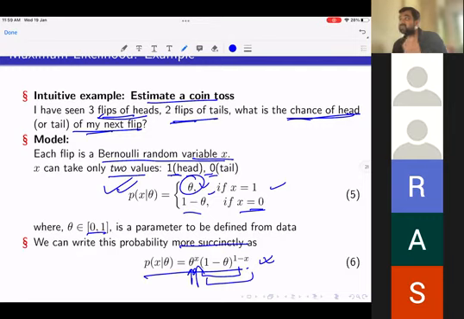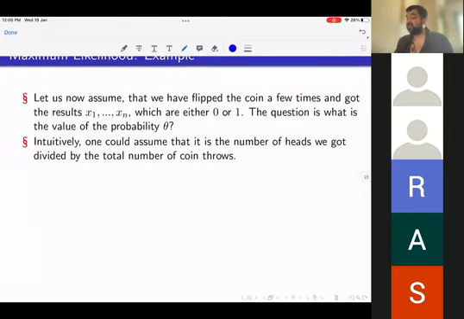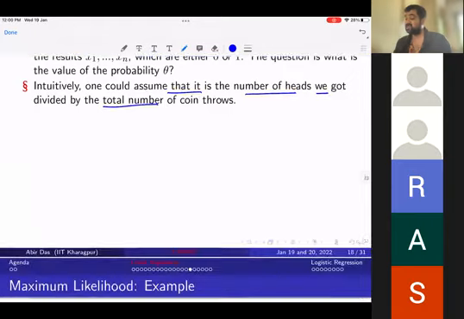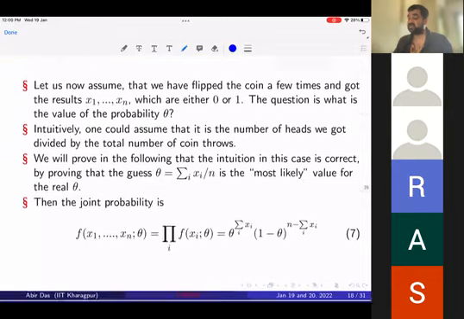So what is the general recipe? As I said, you assume the model, then you find the joint probability. Let us assume that you have flipped the coin a few times and we got x1 to xn, which are either 0 or 1, either head or tail. The question is, what is the value of theta? One could assume that it is the fraction of heads. Intuitively, that's what we know from the beginning of our statistics class. But can we prove that this guess is the most likely value for the real theta? That's what I told you last time, right?